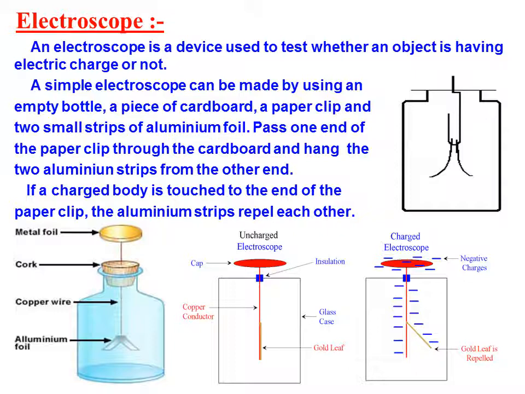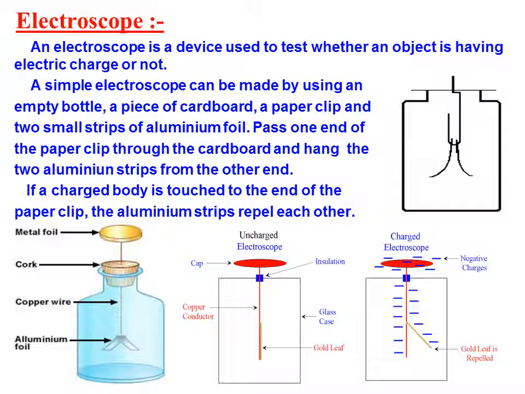A simple electroscope can be made using an empty bottle, a piece of cardboard, a paper clip, the paper clip which we mostly use, and two small strips of aluminum foil. Aluminum foil we can get in the market also, and we can do this experiment. Pass one end of the paper clip through the cardboard, as we can see here on the right hand side.